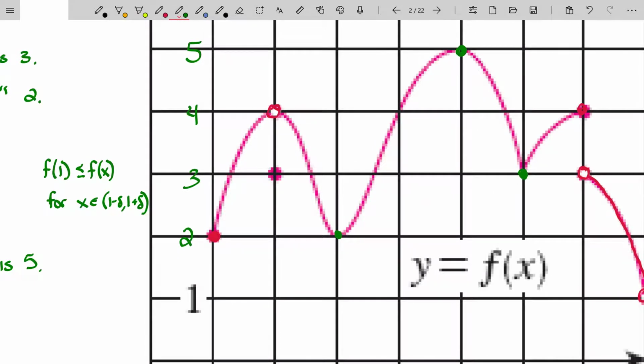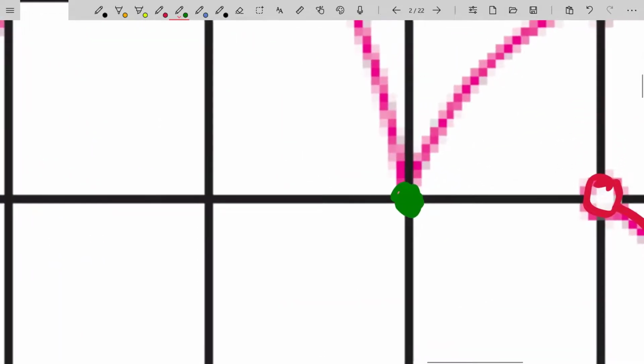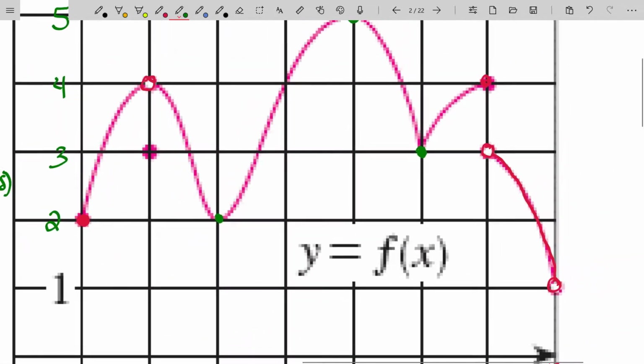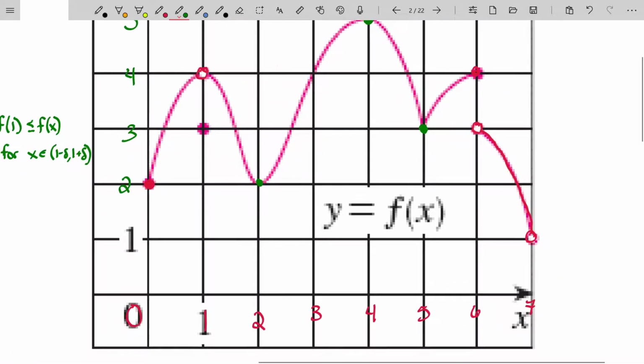Notice the function is not differentiable there, right? You should already know why it's not differentiable. It's got a kink or a cusp there. But that means nothing because we're not talking about differentiability. All we're talking about here is whether it is a local maximum or a local minimum. It's a local minimum. So we have a local minimum at 5, 3.